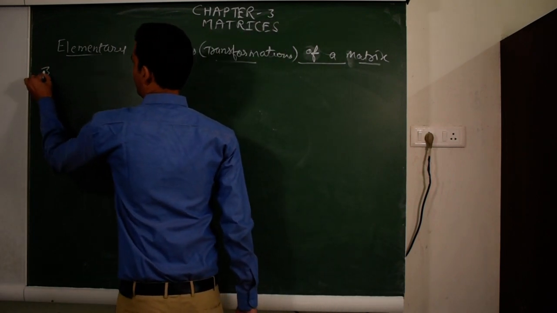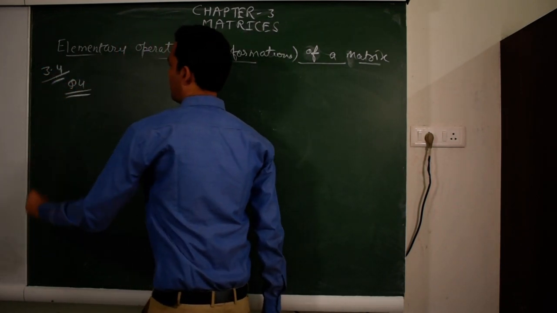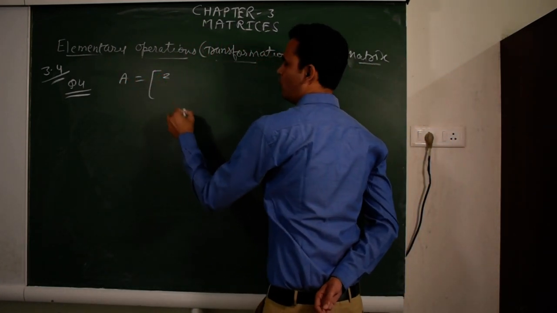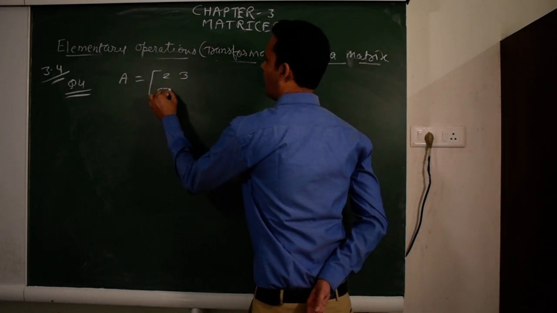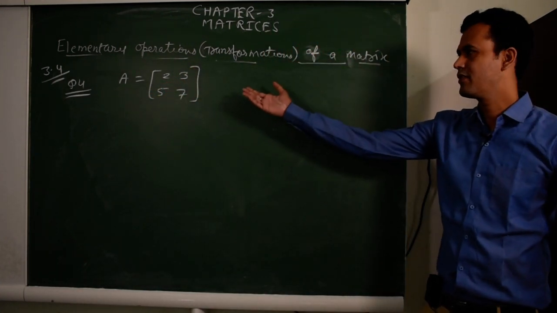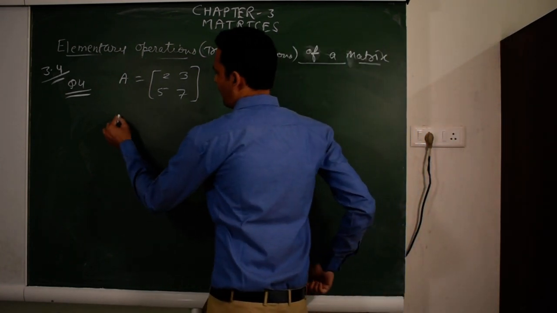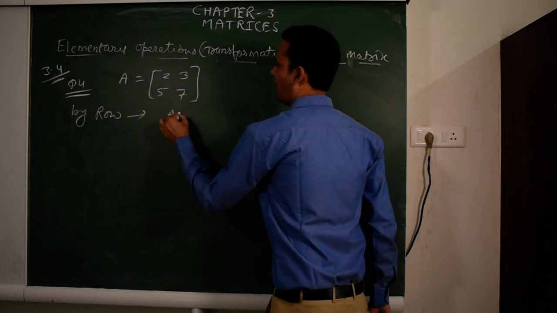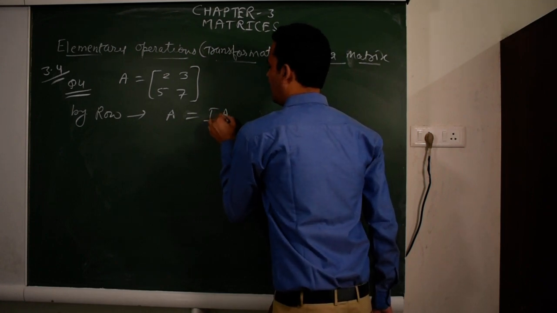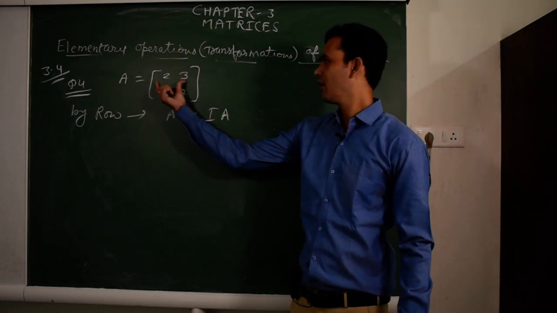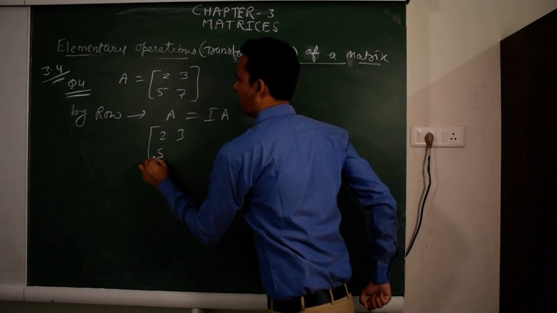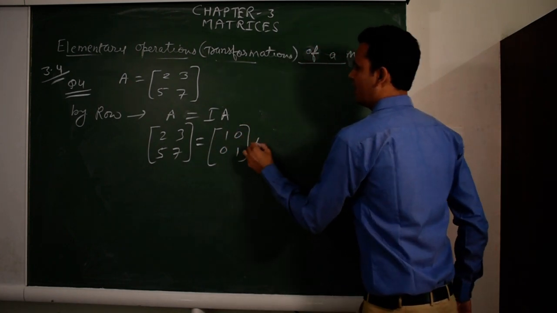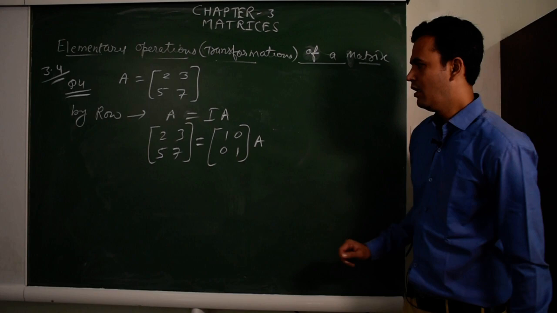Exercise 3.4, question number 4. First we solve question number 4. A is given as 2, 3, 5, 7. First we solve it by row, so we take A equals to IA. A is given as 2, 3, 5, 7, I of order 2 by 2 is 1, 0, 0, 1, and this A as it is till the end.